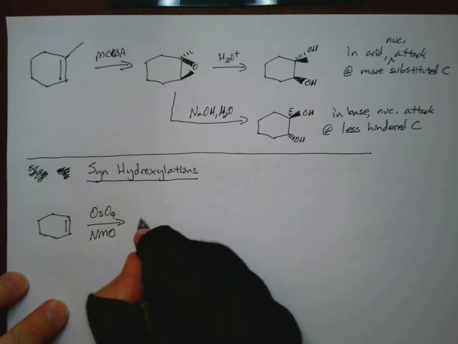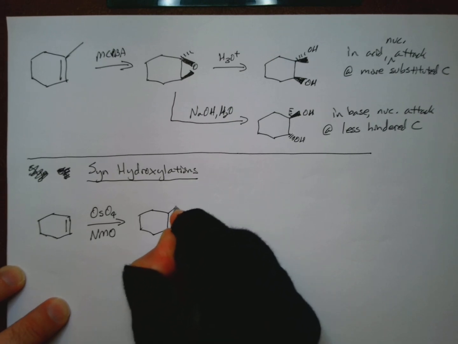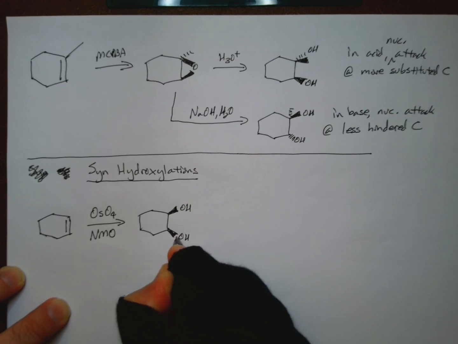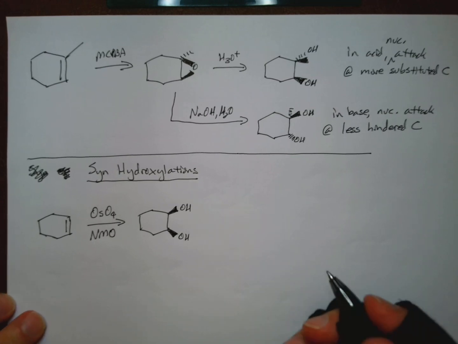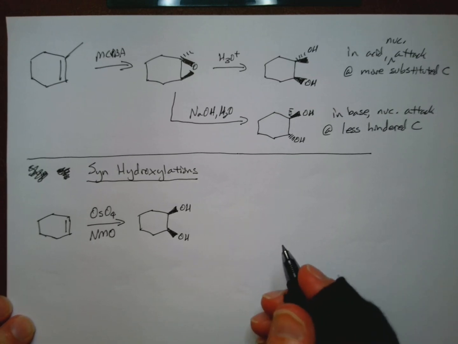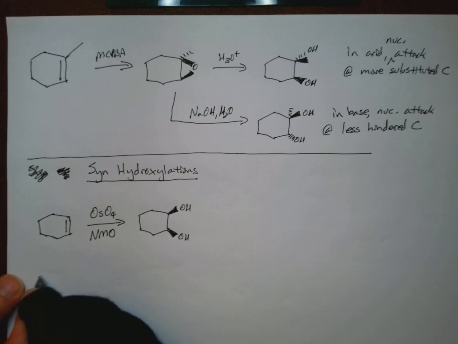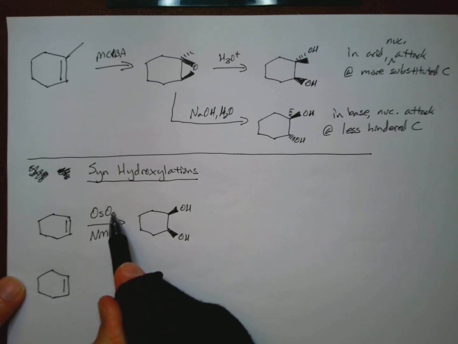And what we end up getting is the following. We have our syn dihydroxy species. The other thing we could do, if you don't want to use osmium tetroxide, which I don't blame you if you don't, this is nasty stuff.